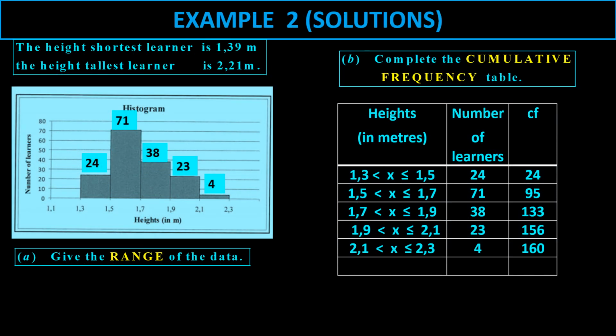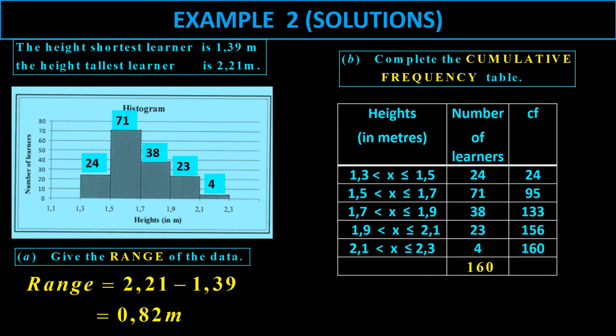Let's do each one. So what is the range? The range is the difference between the maximum and the minimum. And if we subtract the minimum from the maximum, the range is 0,82 meters.